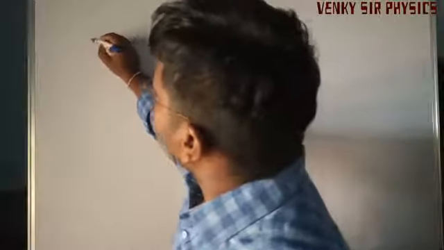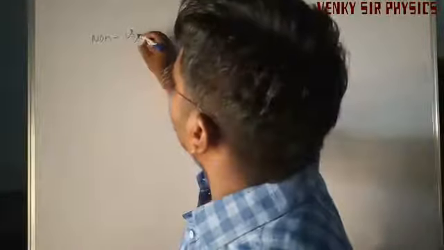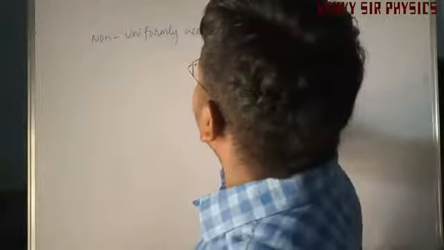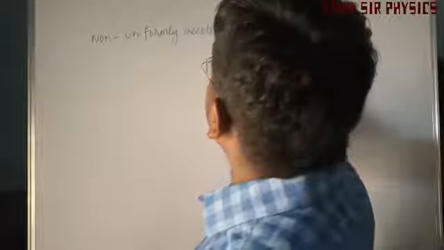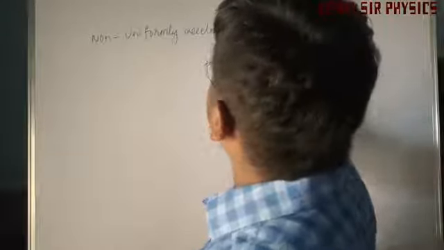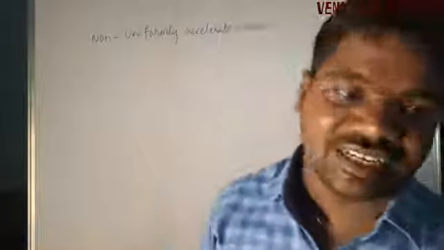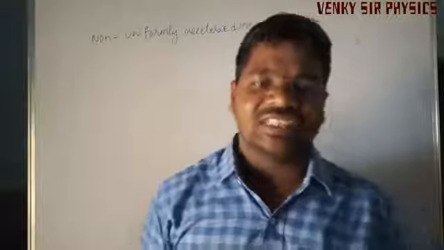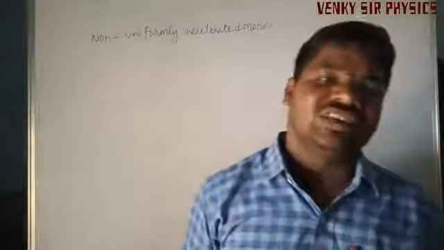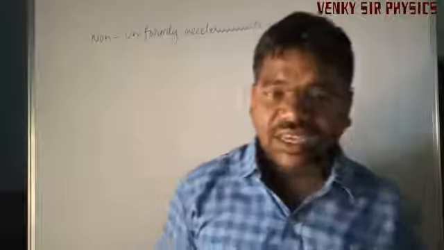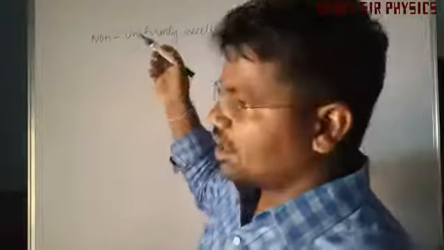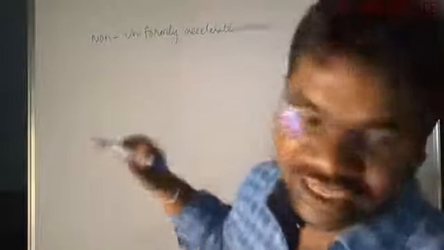Non-uniformly accelerated motion. When the acceleration of the particle is not constant, or acceleration is a function of time, it is called non-uniformly accelerated motion. In this case, we have to use some formulas other than the kinematic equations.